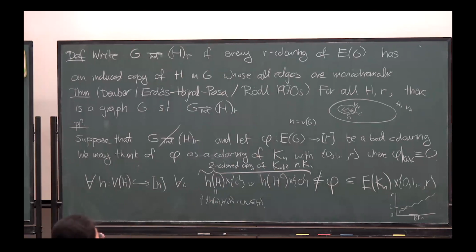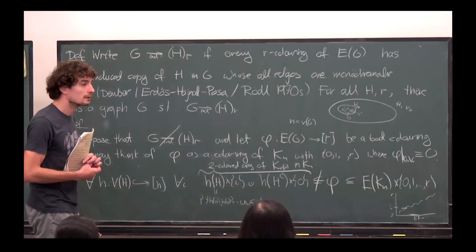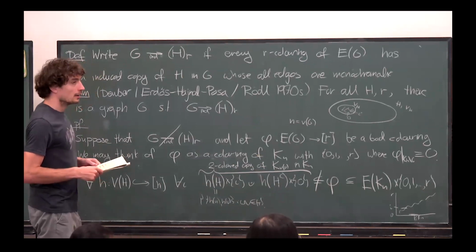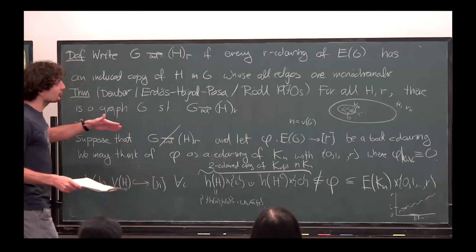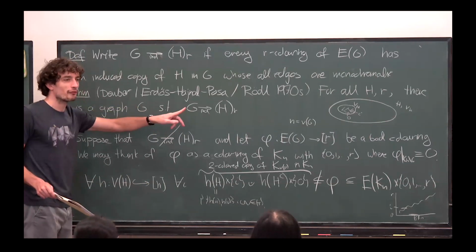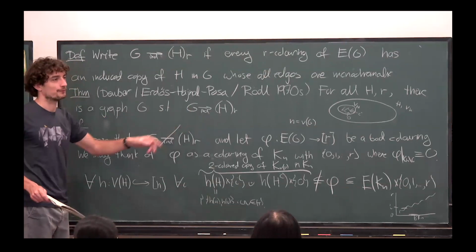Oh, there is one question from John. Is this the Ramsey number? So the induced Ramsey number will be the smallest number of vertices in such a graph G.